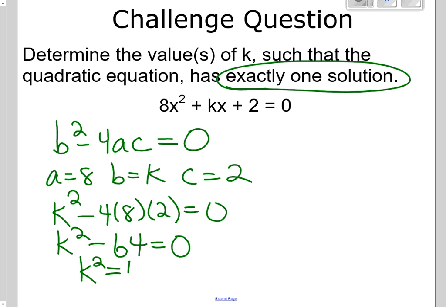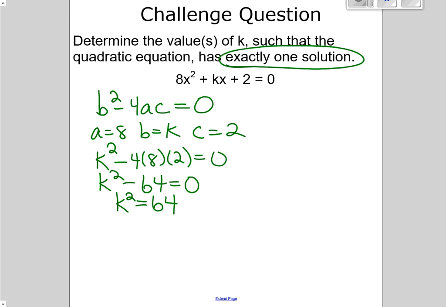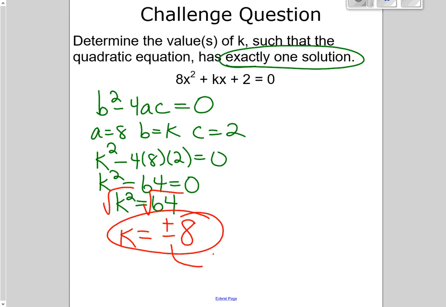So I'm going to move that negative 64 to the other side where it becomes a positive 64. And then to get rid of my squared, I'm going to take the square root. And I get k equals, look at this, plus or minus 8. There's actually 2 solutions here. Don't fool yourself and think there isn't. When you take the square root of a number, it can be either positive or negative, either one. So in this case, it's plus or minus 8.